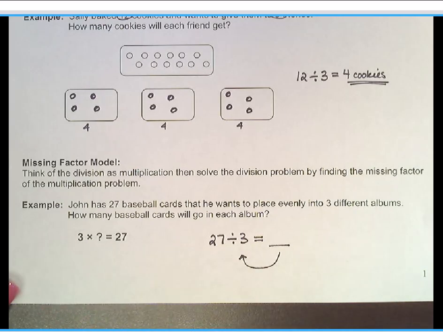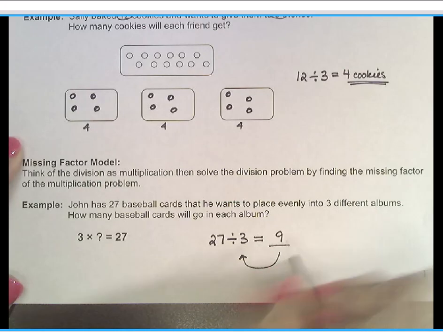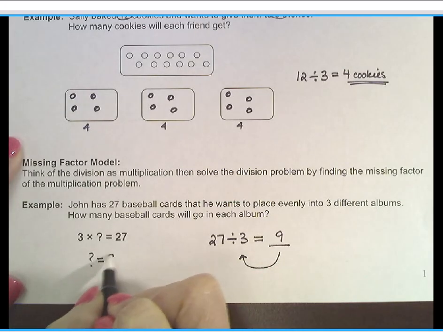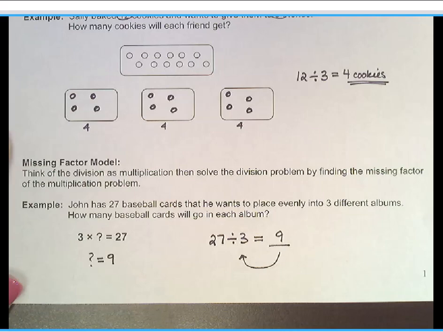And then you can just think about it as a multiplication problem. If your students know their multiplication facts, they should know that 3 times 9 is 27. So the question mark would equal 9. And so that means that 27 divided by 3 is 9. But it's just the mental thought process that you go through. So this one is kind of hard to draw. There's nothing to really draw like there was with partitioning and repeated subtraction. This is just a more mental way to do the problem, to spin it around and try to figure out what the missing factor is.